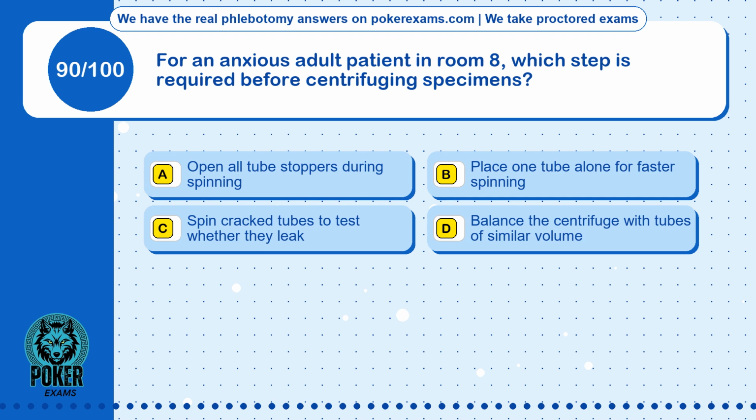Question 90. For an anxious adult patient in room 8, which step is required before centrifuging specimens? Option A, open all tube stoppers during spinning. Option B, place one tube alone for faster spinning. Option C, spin cracked tubes to test whether they leak. Option D, balance the centrifuge with tubes of similar volume.